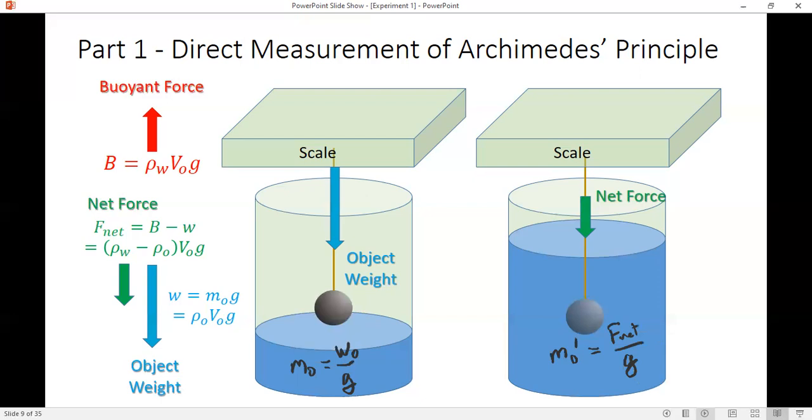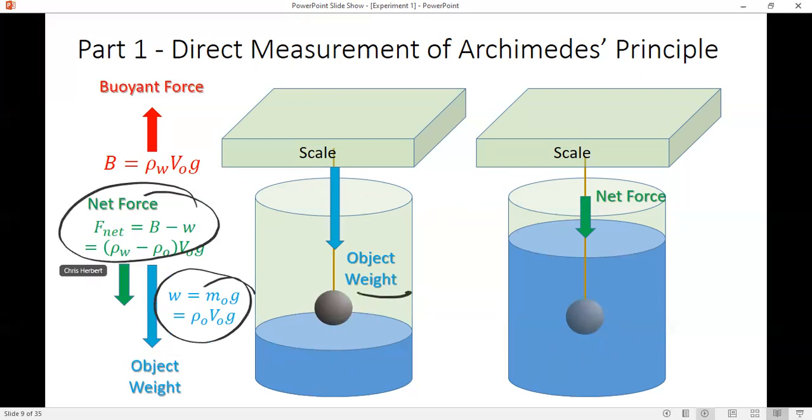Okay? Now, the neat thing about these scales is you can either place something on top of them or you can put a hook underneath them, and it will measure each force, each downward force, and again, convert it to a mass. So how do I get the buoyant force here? Well, if I know the object's weight from this, okay, and I know the net force when it's submerged, I can take the difference between the two, and that's going to be the buoyant force.